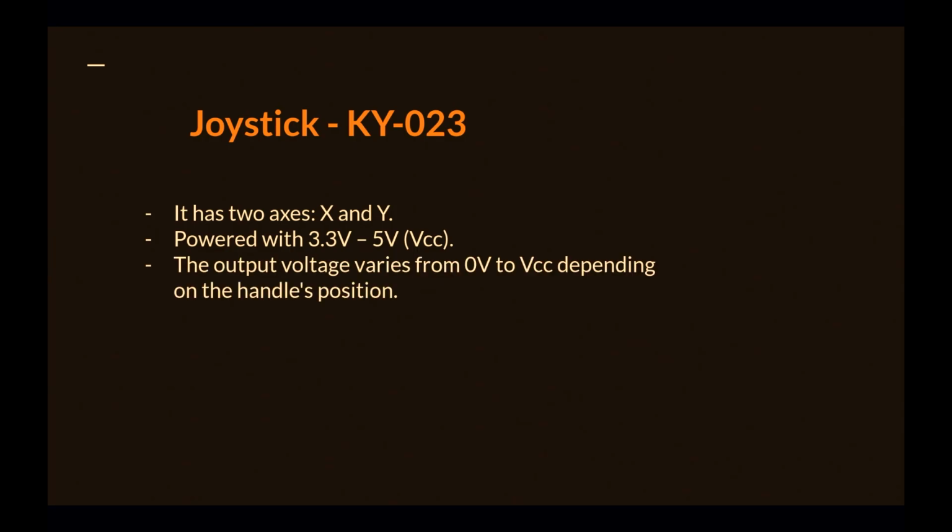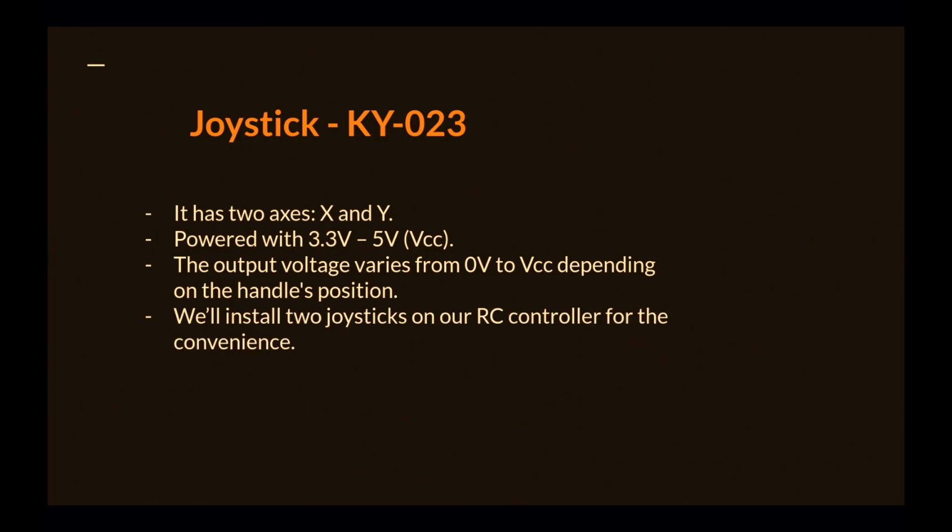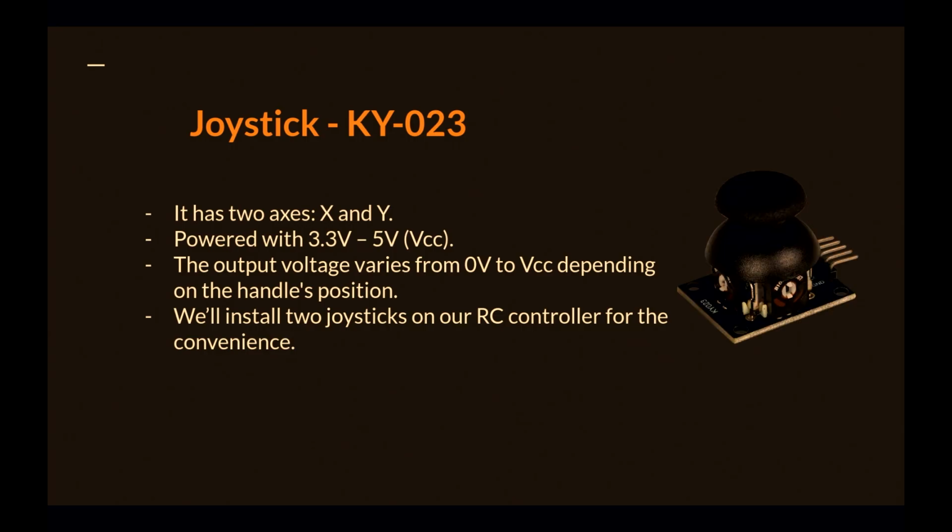So let's take a closer look at the joystick. It supports 2 axes, X and Y. It can be powered in a small range between 3.3 and 5 volts. The idea is the following: you change the position of the handle, and depending on the position, you get from 0 volts to about 3.3 volts in our case. We will install 2 joysticks on our remote controller just for convenience. You can do this with only 1 joystick, but it's very hard to control the car with 1 joystick.